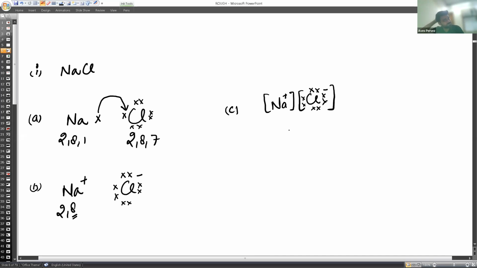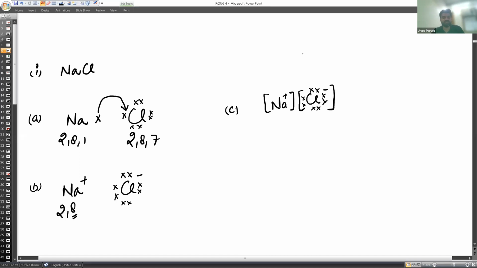Understood? Yes or no? Understood? So this is the representation of NaCl. This is the Lewis dot structure.